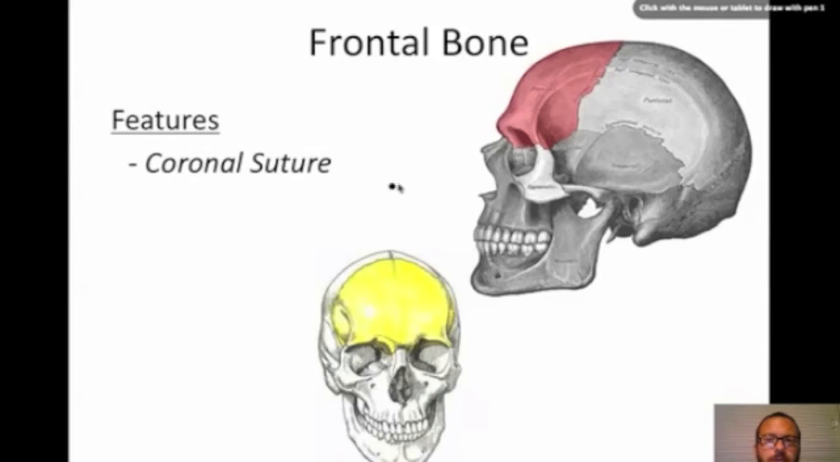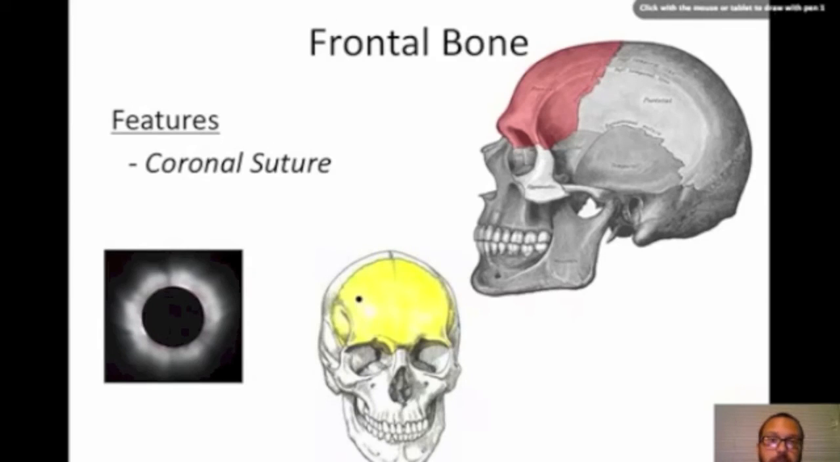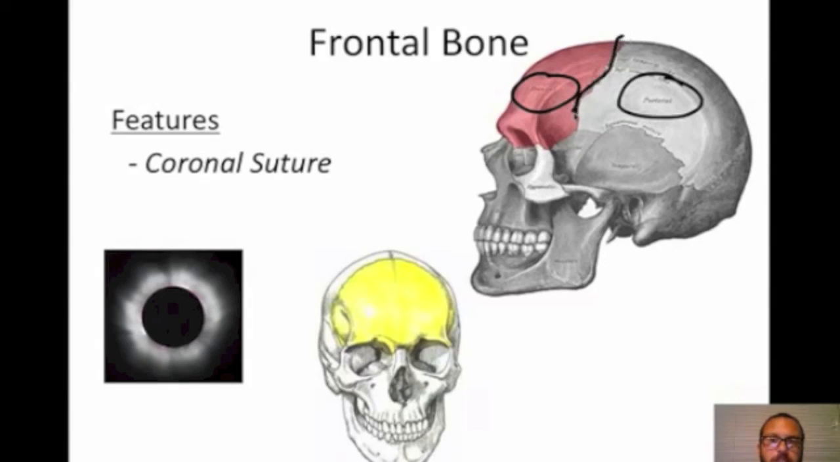First feature that we need to notice is the coronal suture. You see this zigzaggy line right along the top of the skull. When you think of corona, I'm hoping you think of an eclipse and the corona going around the sun. It's like a crown going on the top. So we have the coronal suture that connects the frontal bone to the parietal bone, which is the bone right behind it. And there's this little zigzaggy line where the bones have actually grown to each other.